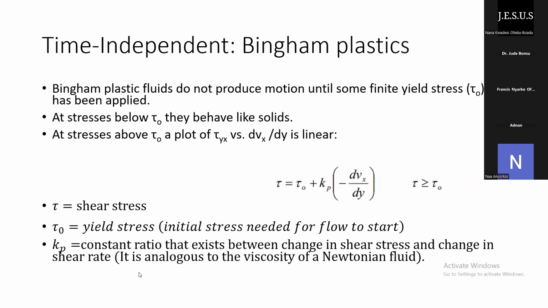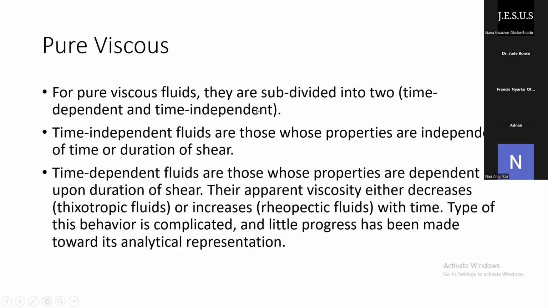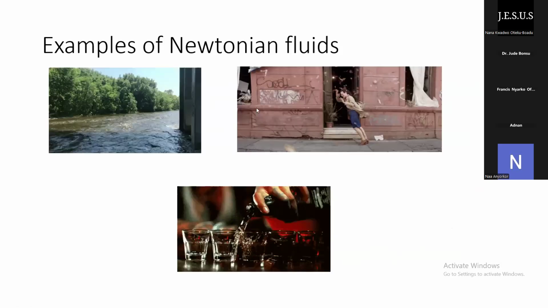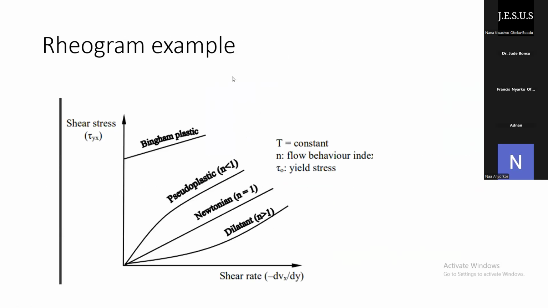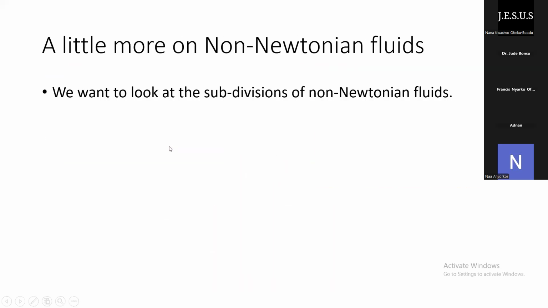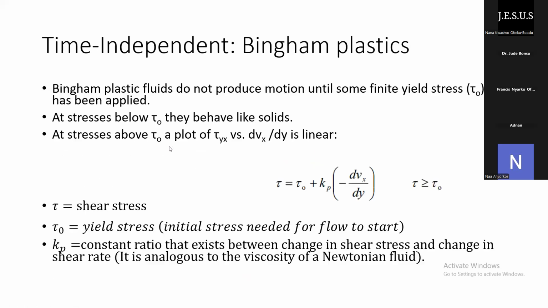So with the time-independent fluids, we have the Bingham plastic. The Bingham plastic does not produce motion until some finite yield stress has been applied. So when we look at the chart from this graph, realize that with the Bingham plastic, before we can see the shear rates, the shear stress has to increase to a certain point before we can see the line coming. So they are a type of fluid that does not produce motion until some finite yield stress has been applied.